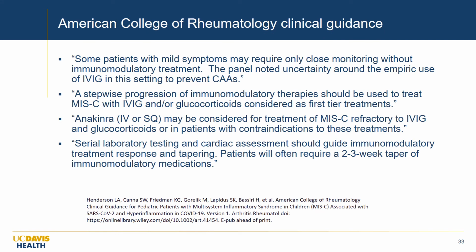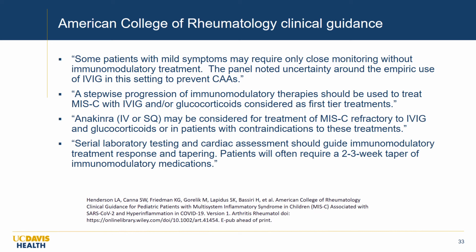So the American College of Rheumatology clinical guidance includes some of the statements that I've listed here. Some children with mild symptoms may only require close monitoring without immunomodulatory treatment. It's unclear whether or not IVIG is necessary to prevent coronary artery aneurysms, as we believe it's necessary in Kawasaki disease. So even children with milder presentations of Kawasaki always get IVIG because of that concern that they may go on to develop coronary artery aneurysms. And we're not sure whether or not that's true in MIS-C.